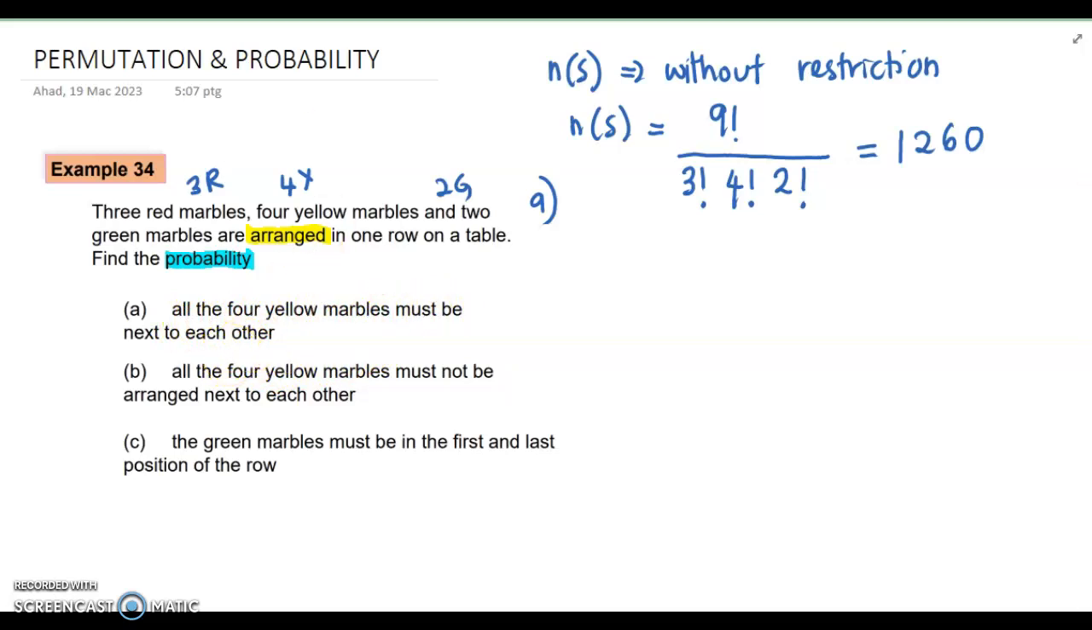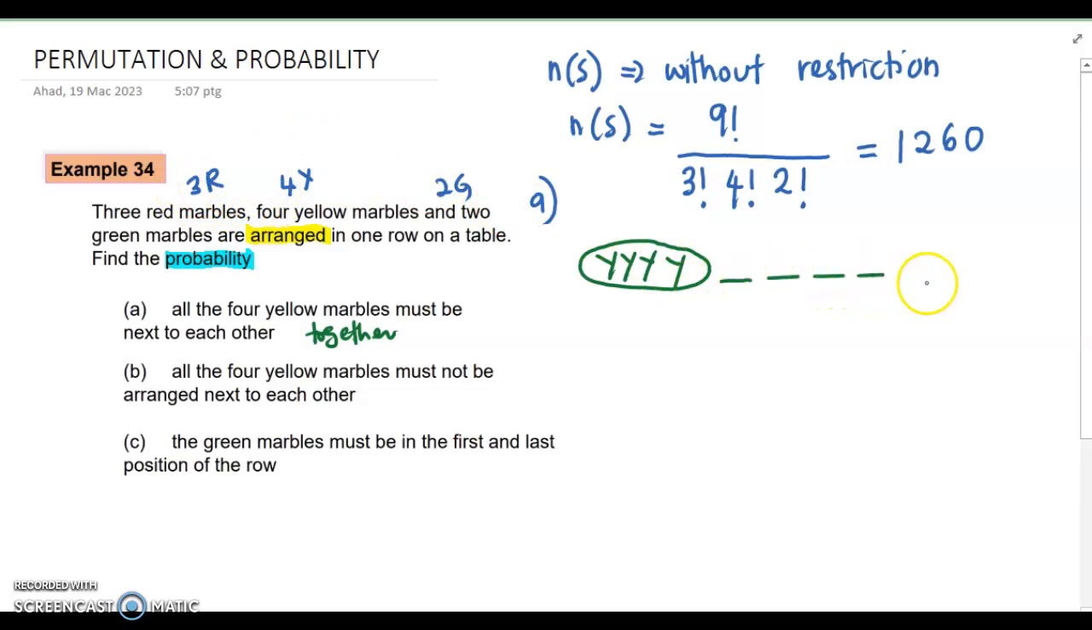For question A, we are going to arrange so that all 4 yellow marbles must be next to each other. So this one is together, close together. So for question A, we have 4 yellow marbles at the same place: yellow, yellow, yellow, and yellow. In total we have 9 marbles. So minus 4 yellow, we are left with 5 marbles: 1, 2, 3, 4, 5.